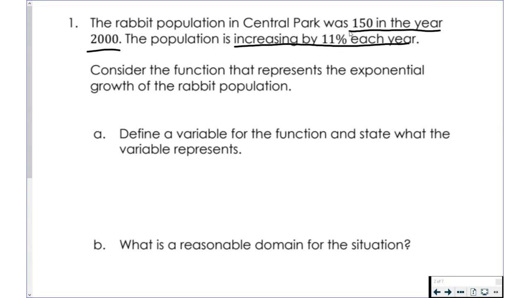So this part A, where you define a variable, people usually struggle with that. Before I actually go over that, I am going to write the function, which isn't asked until later. But I think if I have the function in front of you, it'll help a little bit with defining a variable.